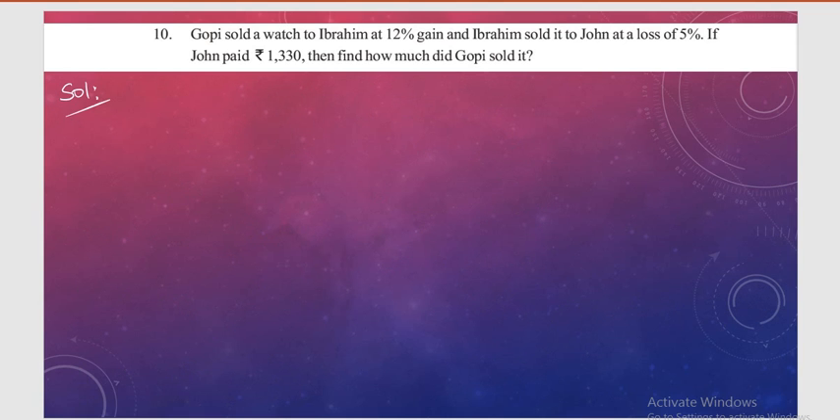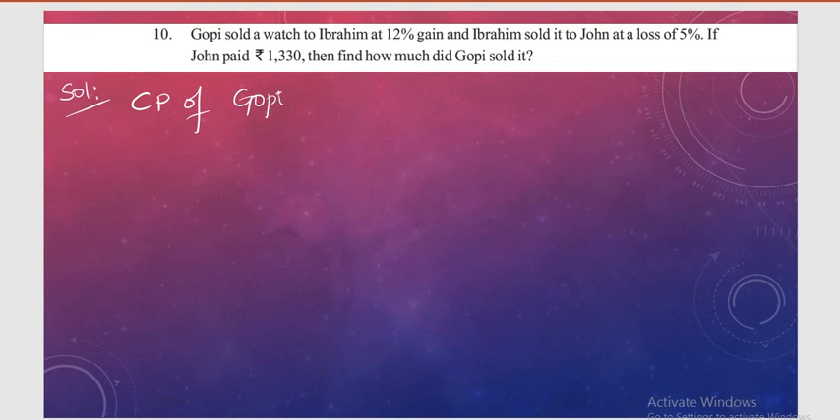Next, moving on to one more question. There are three friends: one is Gopi, the other is Ibrahim, and the third is John. Gopi sold a watch to Ibrahim at a 12% gain, and Ibrahim sold it to John at a loss of 5%. If John paid 1330 rupees, find how much Gopi sold it for. First of all, I am going to consider the cost price of Gopi.